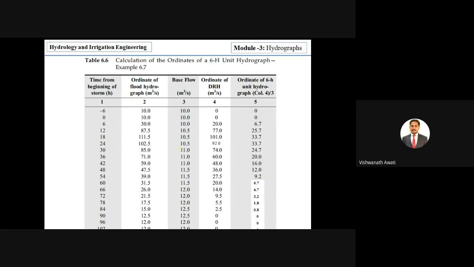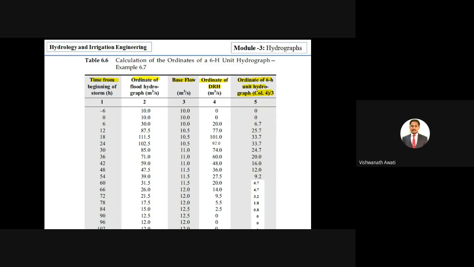So here we are calculating the ordinates of the 6-hour unit hydrograph. Our main intention is to get the ordinates of the 6-hour unit hydrograph, and to get this we have to obtain the ordinates of the direct runoff hydrograph, and for this we require base flow, so we have to make the base flow separation from the flood hydrograph. In the first column we write down the time, which is given in the problem. Next we write down the ordinates, which are given in the problem.